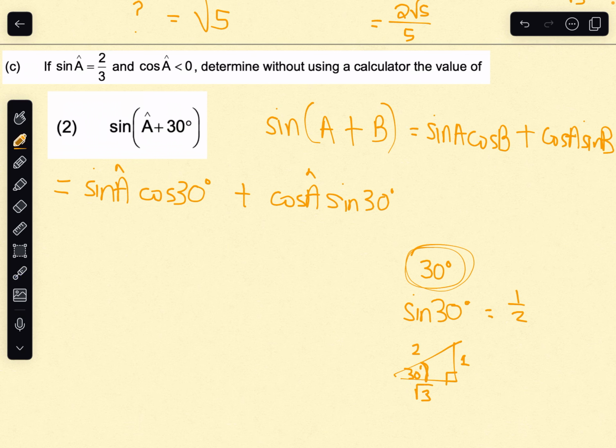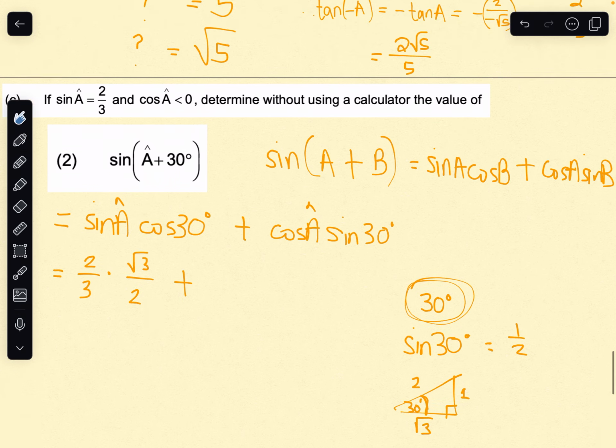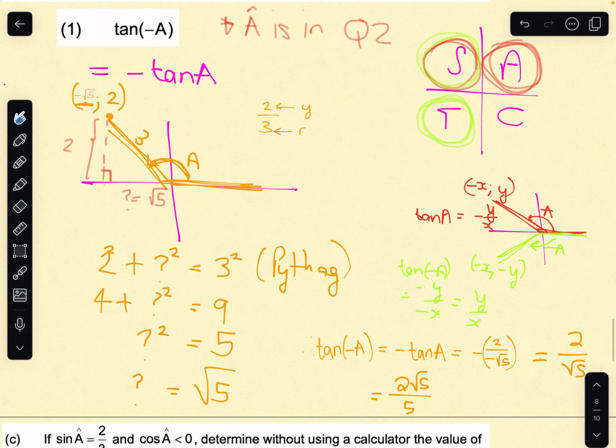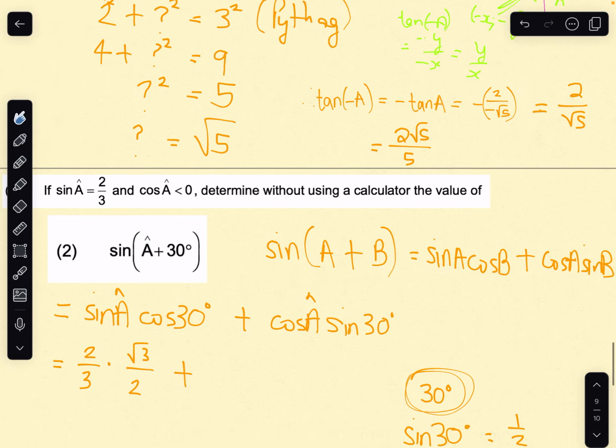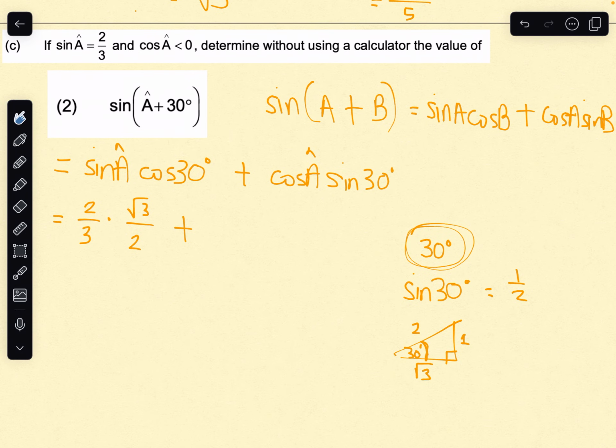Anyway, sine A we've been given is 2/3, and cos 30 is root 3 over 2. Nice. Then cos A we don't immediately know, but we can work it out from our previous calculation. Cos A is given by the x-coordinate divided by the radius. So this will be negative root 5 over 3. And then sine 30 is a half.